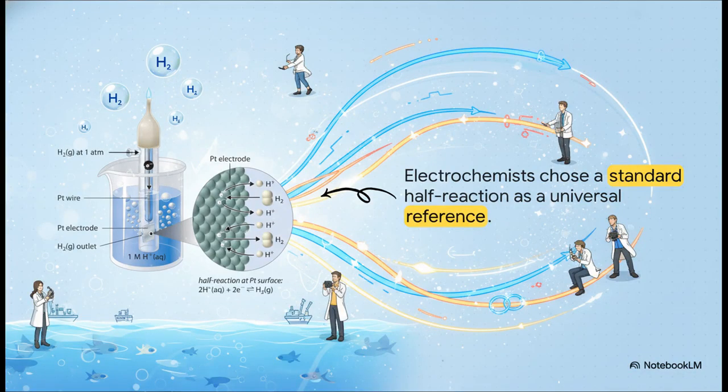The solution they came up with was honestly kind of genius. They decided they just needed a universal yardstick, a common reference point. So they created this, the standard hydrogen electrode. You can just think of it as the sea level of electrochemistry. It's the benchmark that every other reaction is measured against.